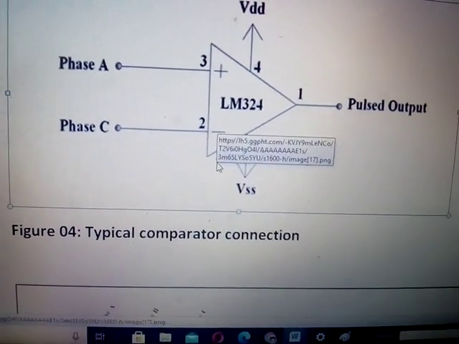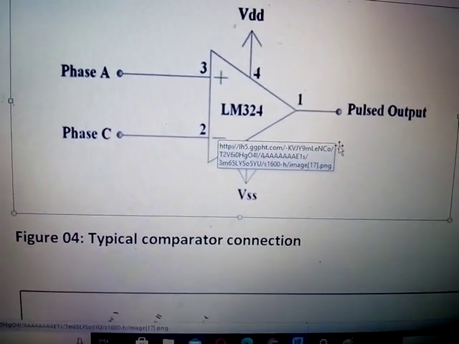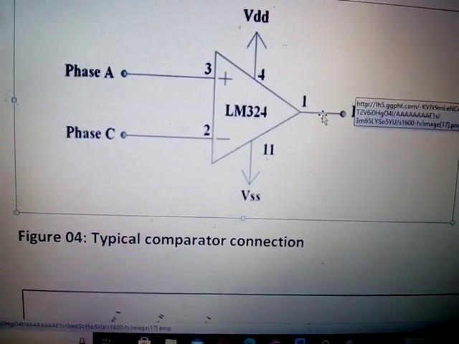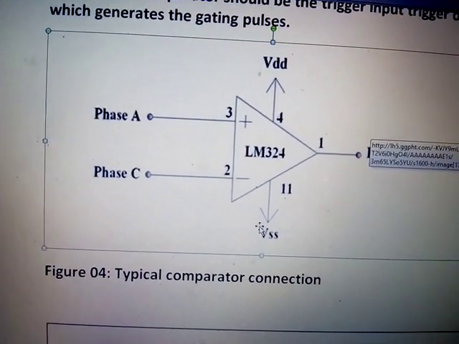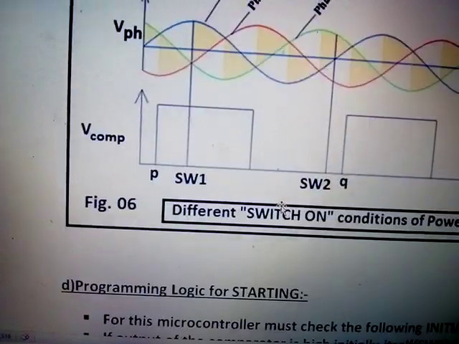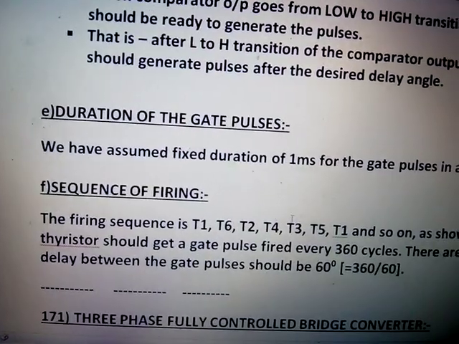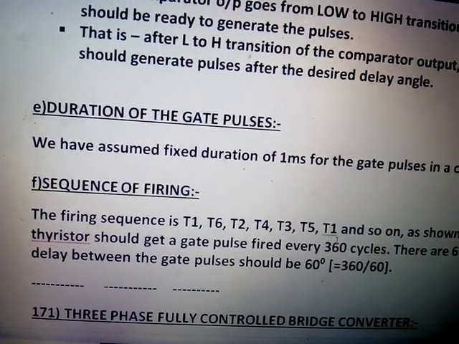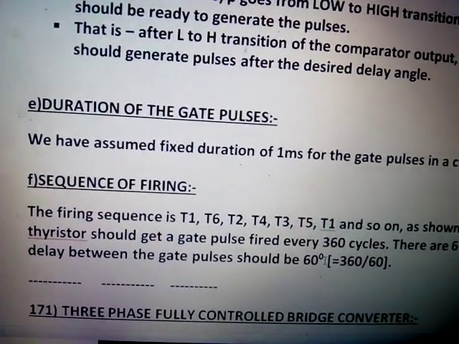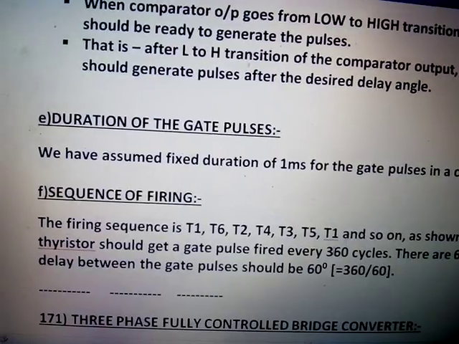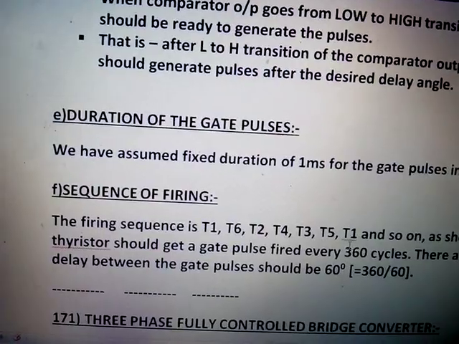So the microcontroller should sense the first low to high transition of the comparator output, then deliver firing pulses in the proper sequence. Right, and for the duration of 120 degrees for each thyristor, and switching should be 60 degrees. After 60 degrees the next thyristor should be switched on.